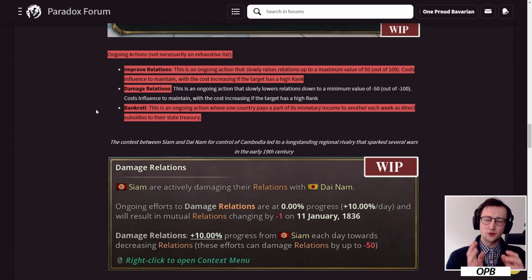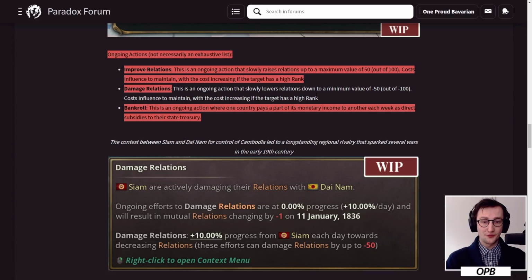Now, ongoing actions, not necessarily an exhaustive list. Improve relations. This is an ongoing action that slowly raises relations up to a maximum value of 50 out of 100. Costs influence to maintain, with the cost increasing if the target has a high rank, and it is the exact opposite in terms of the relation change for damage relations, but the rest is the same. Basically, the cost of influence increases the higher the rank of another nation.